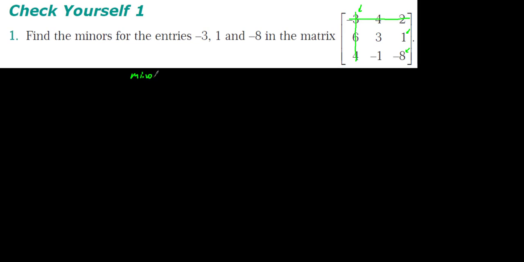So the minor of -3 is equal to the determinant of 3, 1, -1, -8. That is 3 times -8 minus 1 times -1, which is equal to -24 plus 1, I'm sorry, which is equal to -23, it has to be. Okay, this is for the minor of -3.